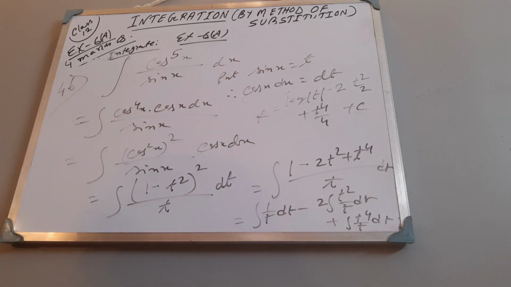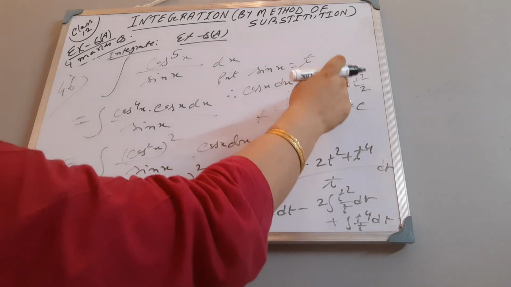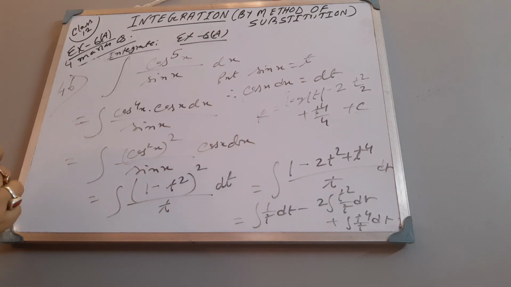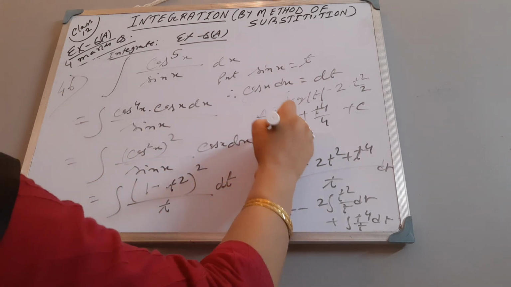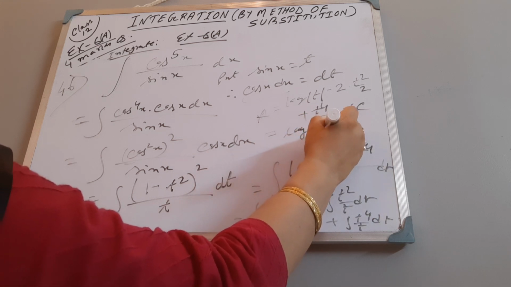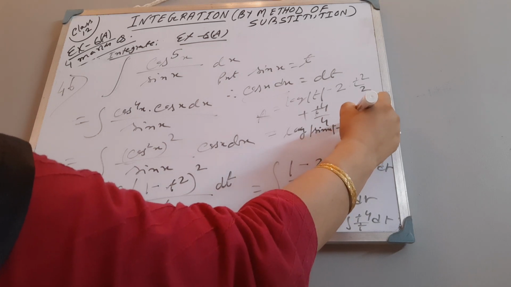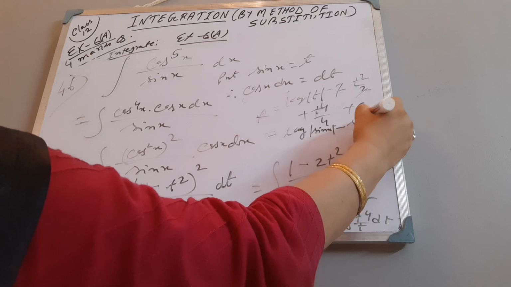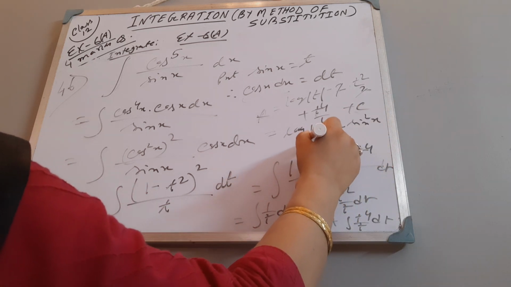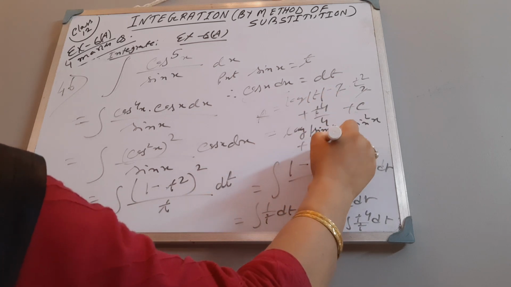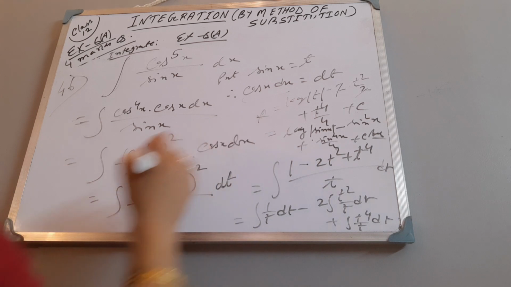What is t? t equals sin x. So log t minus 2t square by 2 plus t to the power 4 by 4 plus c. Put the value of sine, then we will get the answer. Log sin x, as t is equal to sin x, minus 2 will be cancelled, as t square is only there, so it will be minus sin square x plus sin to the power 4x by 4 plus c. So this is the answer.